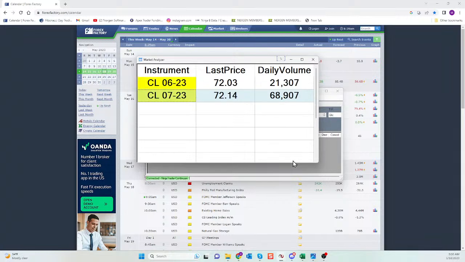So if you are on NinjaTrader 8, you would have gotten the notice yesterday. They would have sent you a little pop-up when you open crude that said, hey, crude's going to roll. Do you want to change? Yes or no? I said no because I checked the volume and the volume wasn't there yet.